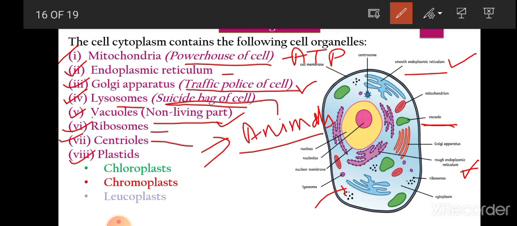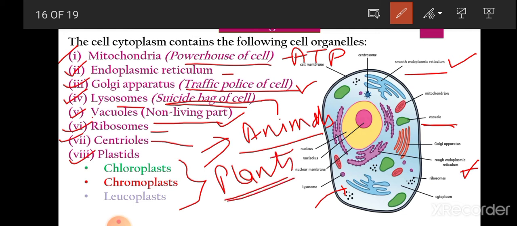Now the next cell organelle is the plastid. Plastids are cell organelles and they are present in plants. They are absent in animal cells. They are present in plant cells. They are colored bodies which are found in plant cells, and they are of three types: chloroplast, chromoplast and leucoplast. In higher classes you will study about their types also, but here you should know that plastids are of three types: chloroplast, chromoplast and leucoplast.